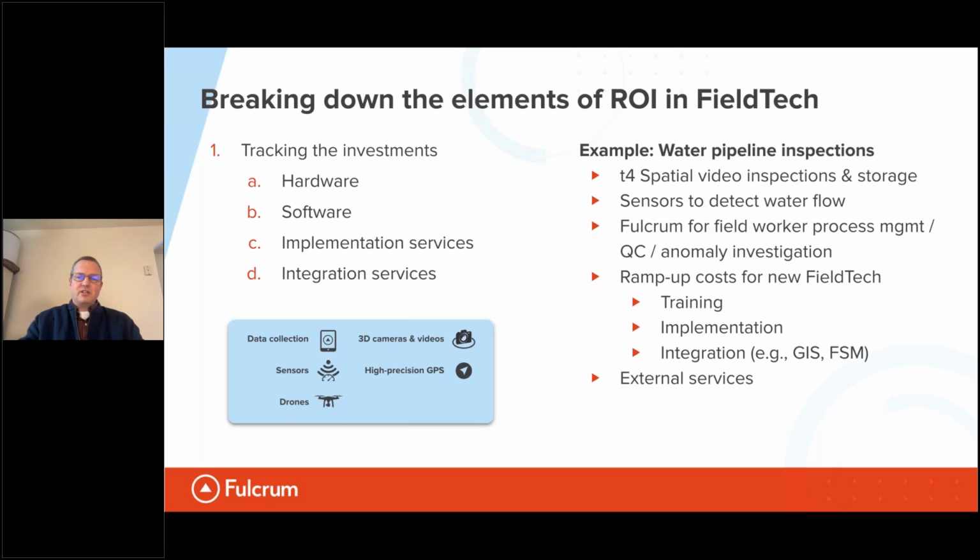I don't know if you noticed that, but I just switched the slide because I went from electrical pole inspections to, say, water pipeline inspections. And here you've got a very similar kind of scenario. There's a company called T4 Spatial that we've been working with at Brown and Caldwell, for example. They do video inspections, so that's the same thing as the drones in the electrical example. And here the sensors might be detecting water flow instead of detecting transformer anomalies. Same thing though. All of the same considerations that I just talked about on the electrical side are also requirements to consider on the water pipeline inspection side.